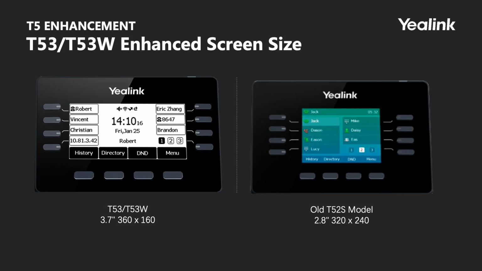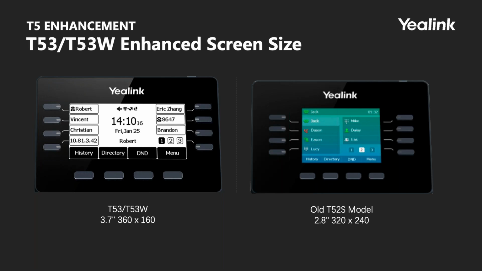If you have folks that are on the old T5S series model, or if you just want to rack your brain and understand, hey, what was this T52 or 54 you mentioned in the past? This is just a quick look at a real close look at the screen difference. Not only did the T53, 53W, 54W add an adjustable LCD screen, it also increased the size. We went from 2.8 inches to 3.7.